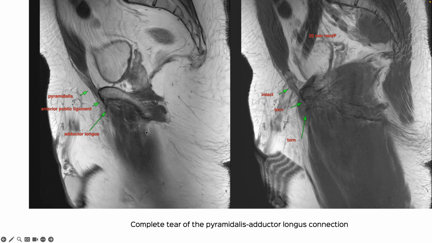This is a little tricky because the plane doesn't go exactly through that. And so when I looked at it through multiple images, that's the pyramidalis. That black structure is the anterior pubic ligament, and it was completely torn from the adductor longus. Now, because these are black structures, I used MinIPs. So it's a 4-image MinIP. And since each scan was 5 millimeters, ideally they should be 3 millimeters without a gap. I had a 20 millimeter MinIP, and that's the torn adductor longus tendon. That's the pyramidalis anterior pubic ligament, and you can see that there's a gap here. So that's also completely torn.